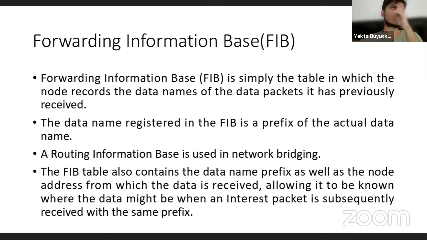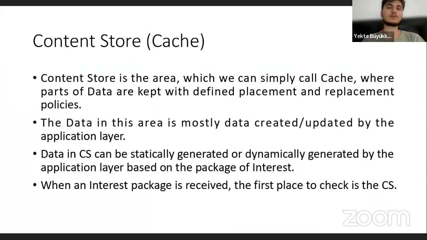This is important because I will get to a routing protocol in a few minutes. This FIB table basically just stores where the data packet came from, and this will be important because there are some routing protocols that depend on the FIB table greatly, and I will get to that.